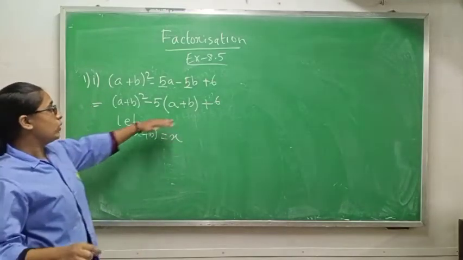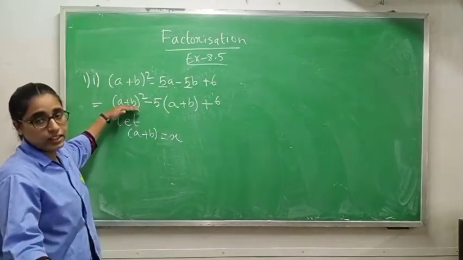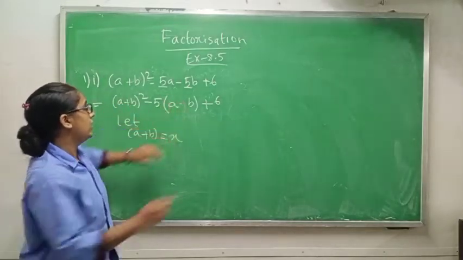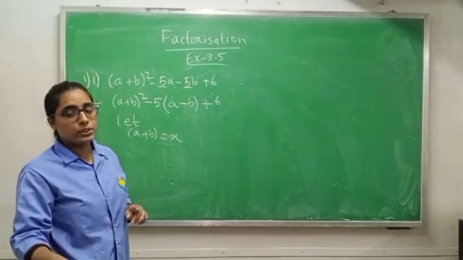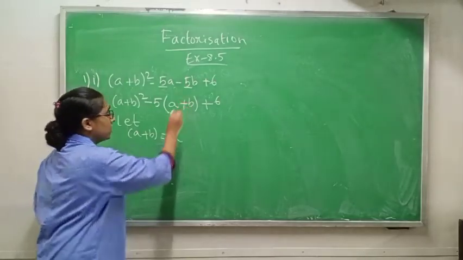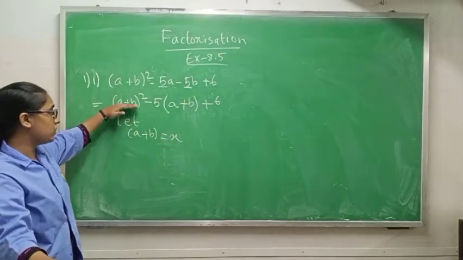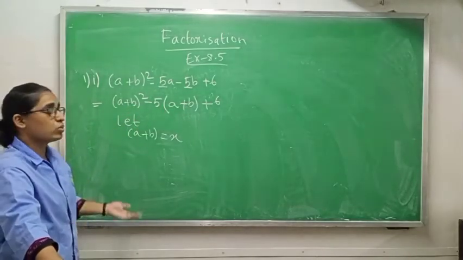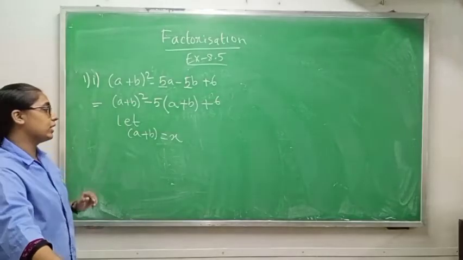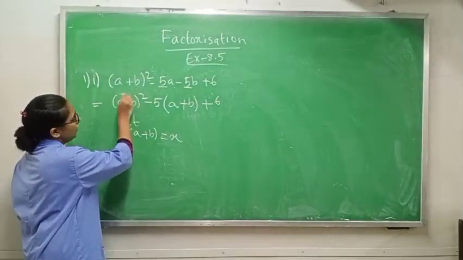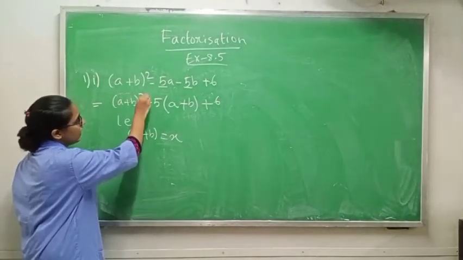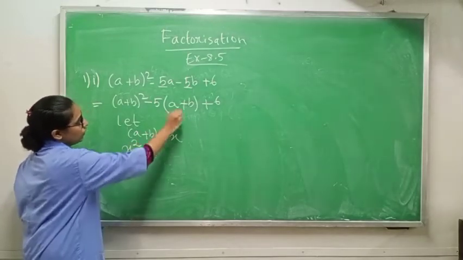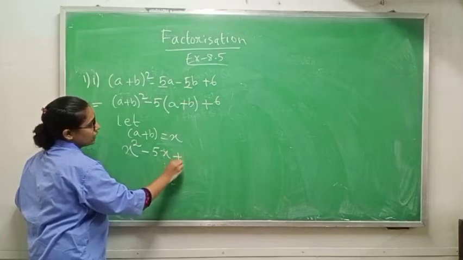See, class 9, when you have the same thing inside the bracket, then you can let it be a variable. If you have a + b and here a - b, you will not be able to let it, okay. But in this question you have a + b and here also you have a + b, that is why we can let a + b equal to any variable x, y, z. I am taking x. Now in place of a + b I will write x, and since I have square I am writing square. Minus 5, in place of a + b I will write x, plus 6.